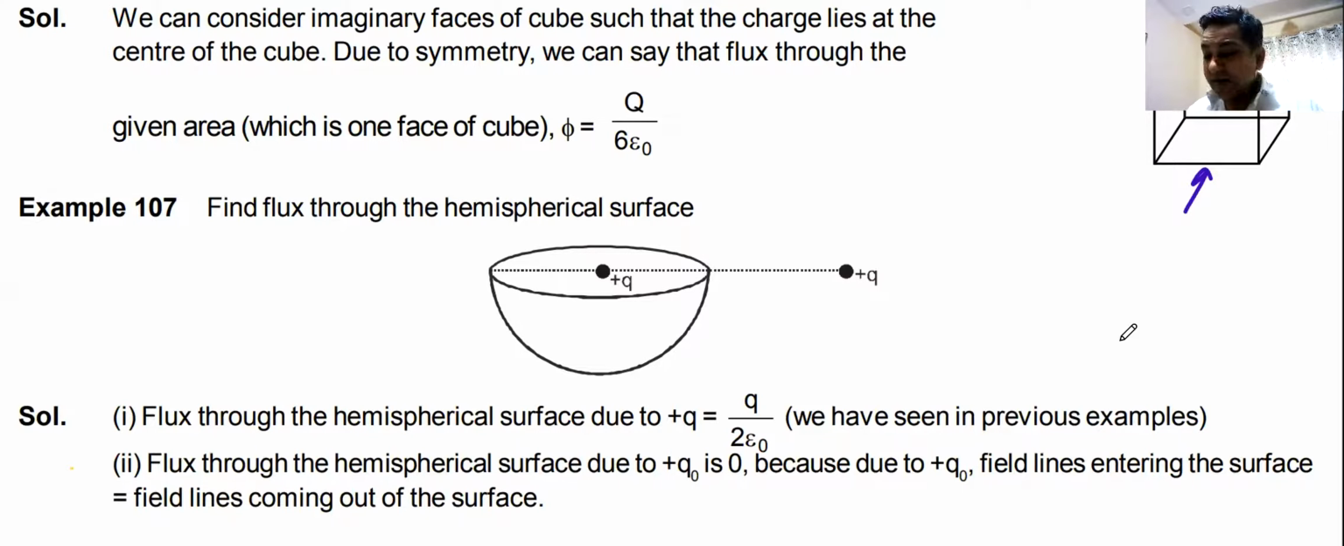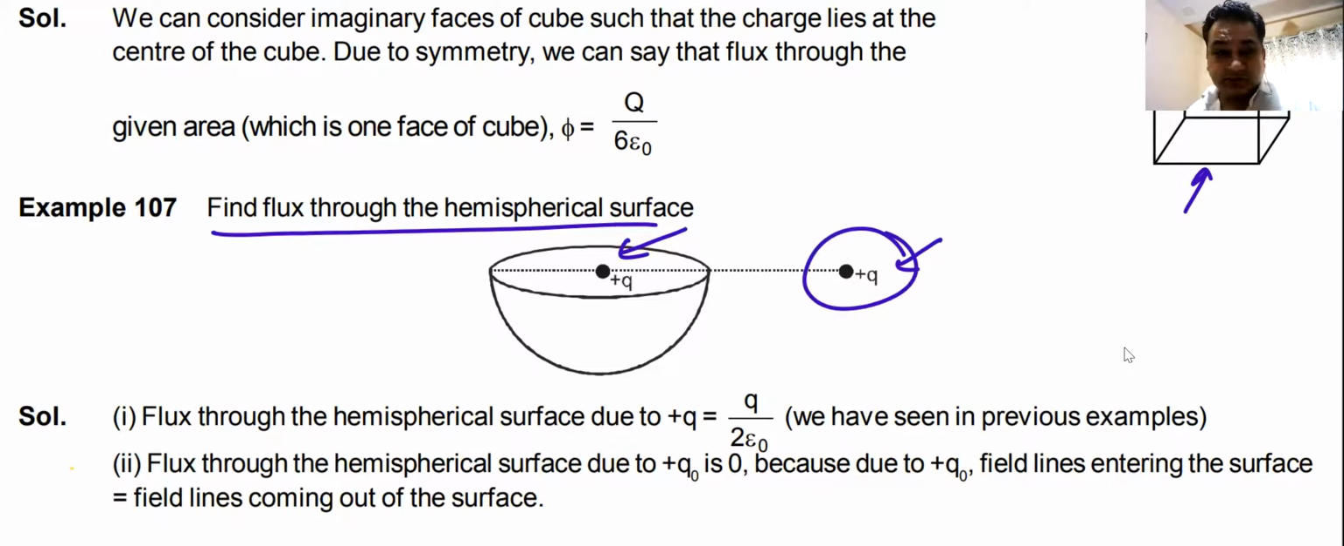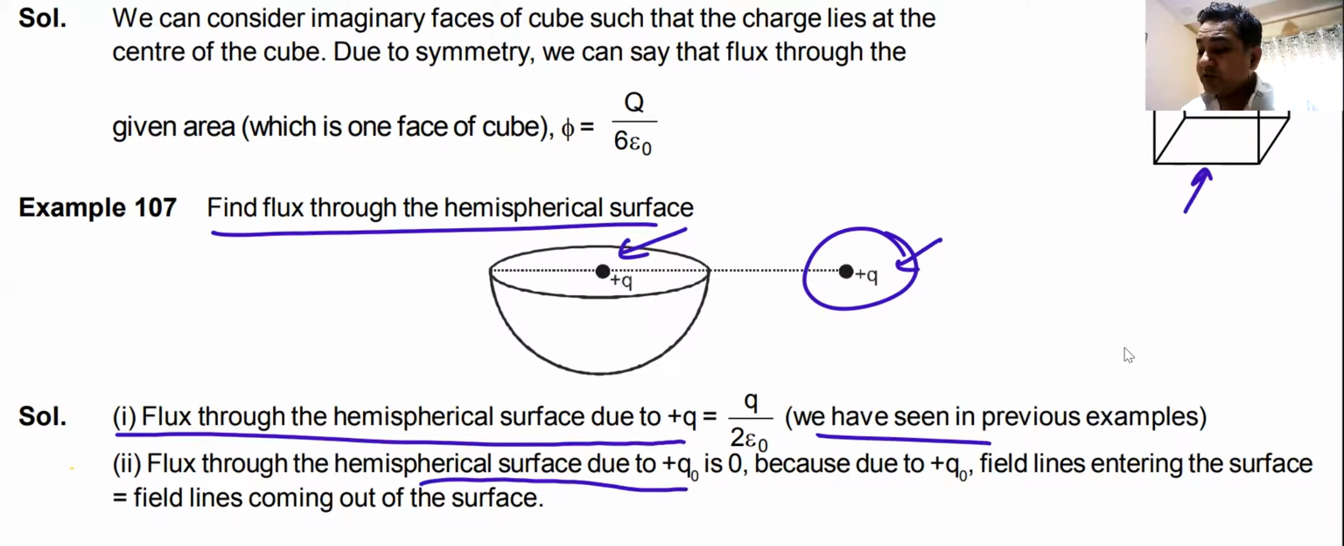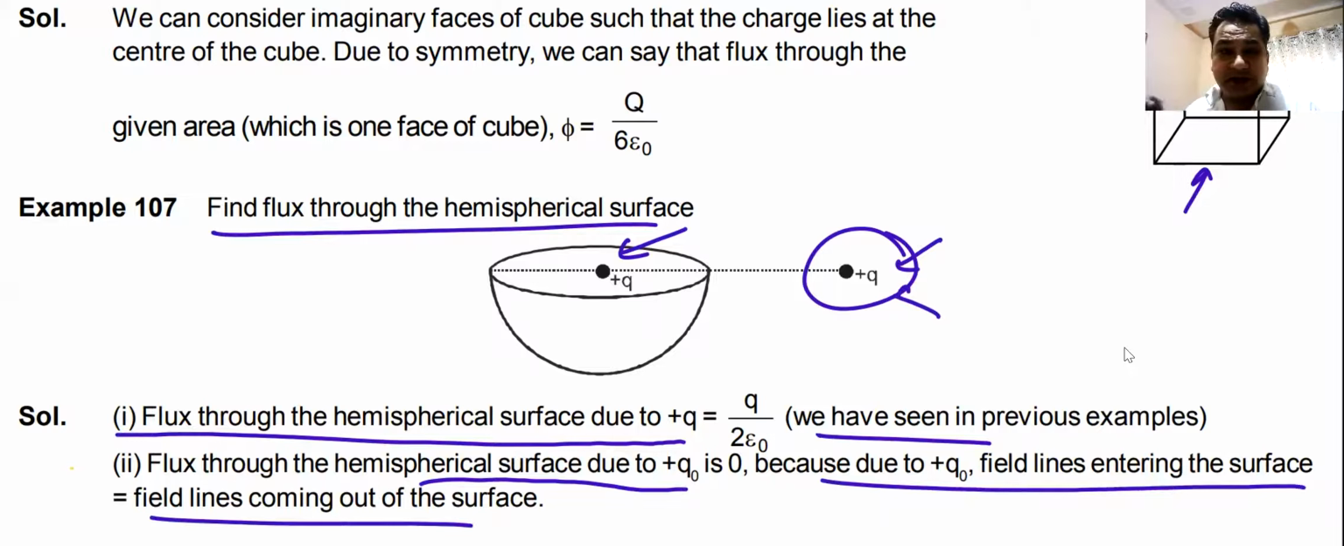Now, they might ask you a question: find the flux through the hemispherical surface. One charge is kept here, the other charge is kept here. How do you find it? The flux through the hemispherical surface due to this charge q is q by 2 epsilon naught. The flux through the hemispherical surface due to the other charge is 0, because whatever field lines are coming in, the same field lines will go out. Yes or no?